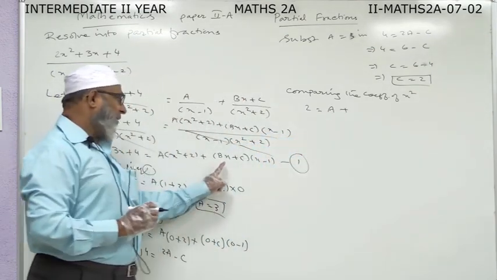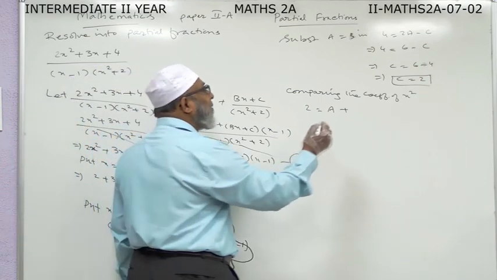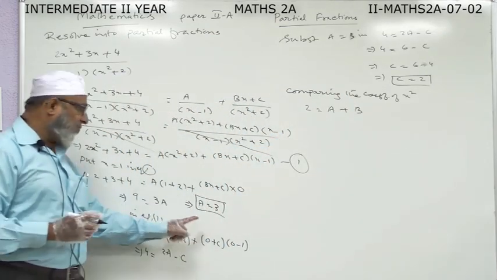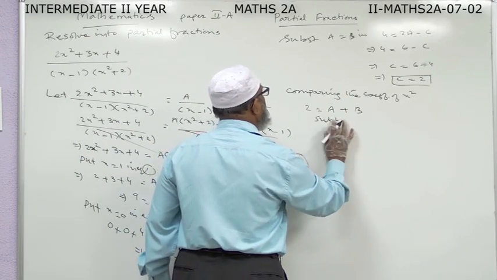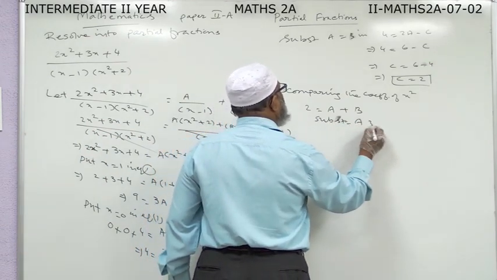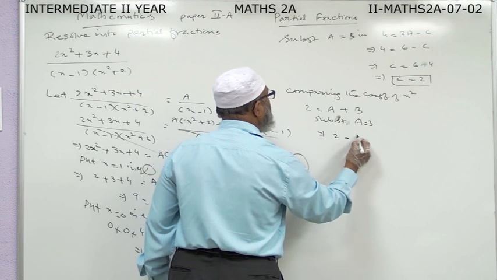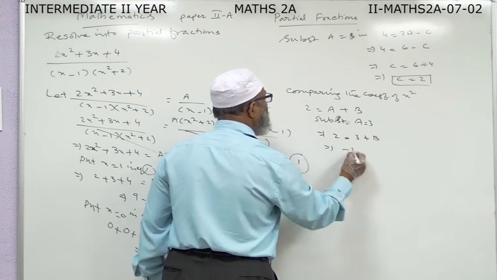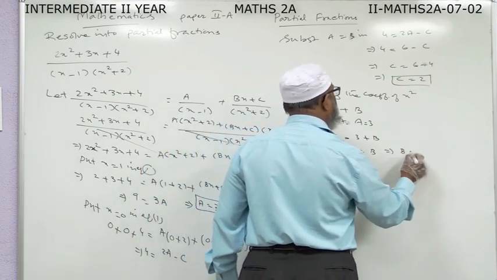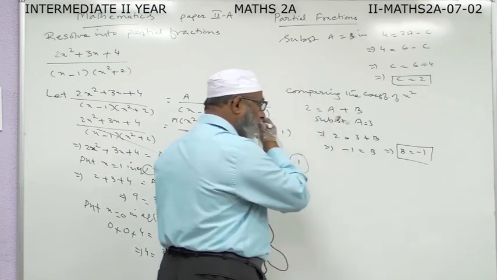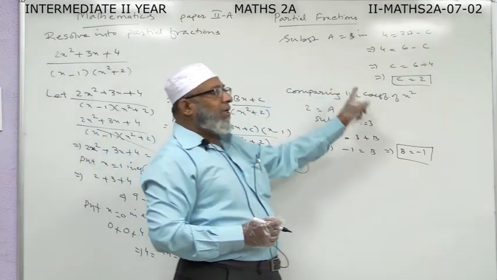Plus, if I multiply x into x square, x square is multiplying by B. So this is nothing but A plus B. Now, I have the value of A is equal to 3. Substituting A equal to 3, this implies that 2 is equal to 3 plus B, or 2 minus 3 is equal to minus 1. So B is equal to minus 1. So I got the values for A, B and C.